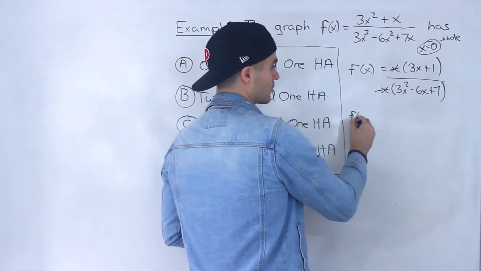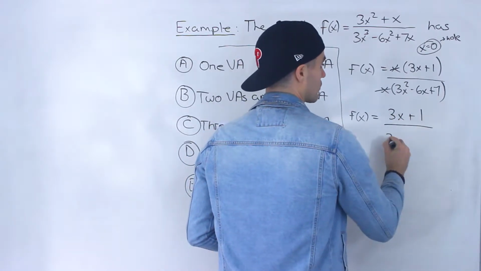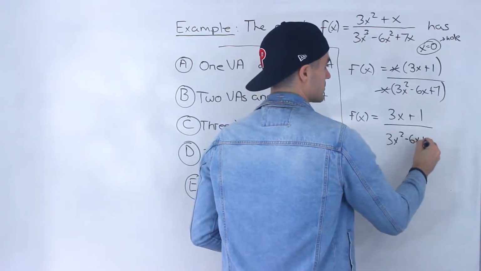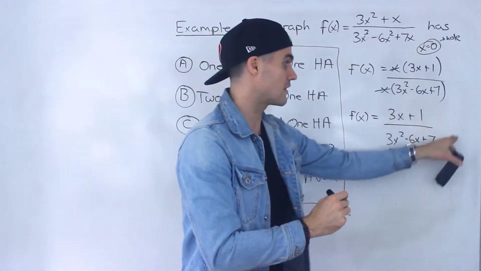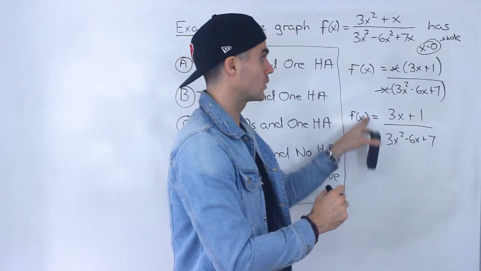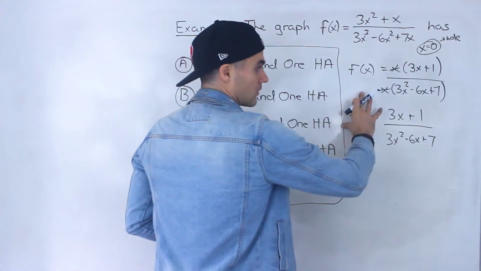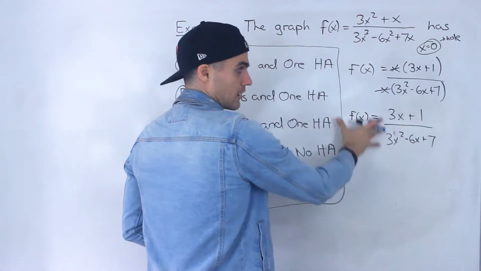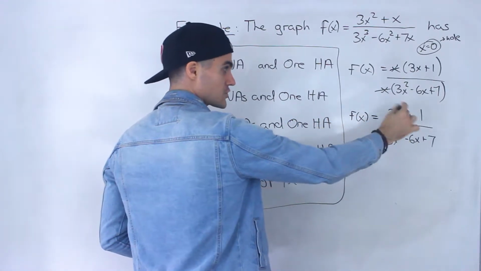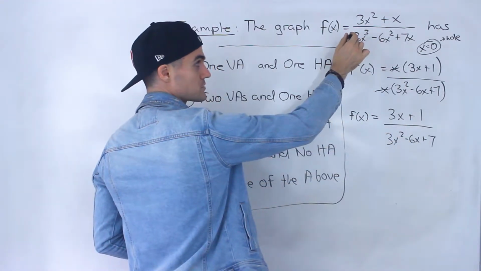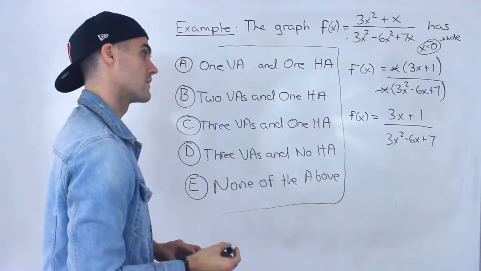So what are we left with? We're left with f of x equals 3x plus 1 over 3x squared minus 6x plus 7. So basically, the way this function is going to look is this function with a hole at an x value of 0. So what we can do is figure out how many asymptotes this function is going to have, because the number of asymptotes that this function has is going to be the same as the number this function is going to have. It's just going to have that hole at an x value of 0.